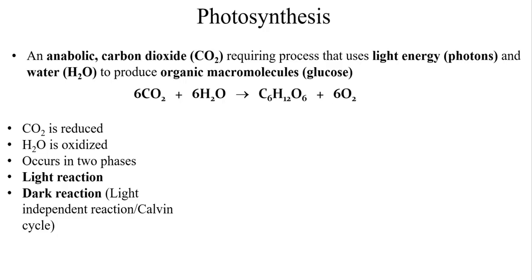gas. The overall reaction of photosynthesis can be divided into two phases. The first is the light reaction and the second one is the dark reaction. Dark reaction, in a sense, is a light independent reaction. The light reaction requires light for the reaction to happen, and dark reaction means it doesn't need the presence of light. That doesn't mean it occurs in the dark. It doesn't need light to proceed. So in a sense it is known as dark reaction, also known as light independent reaction or Calvin cycle.